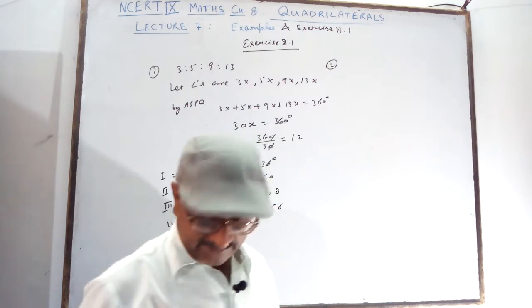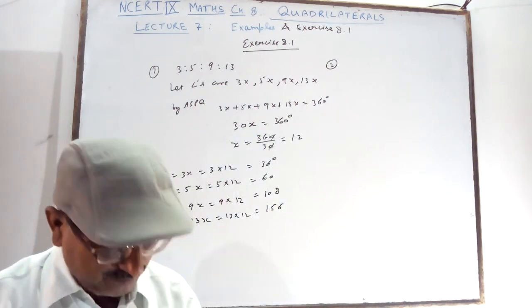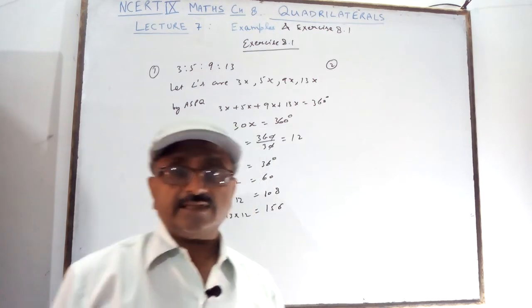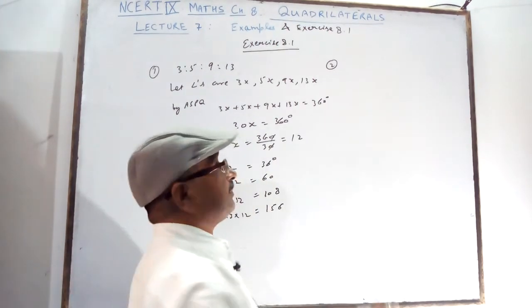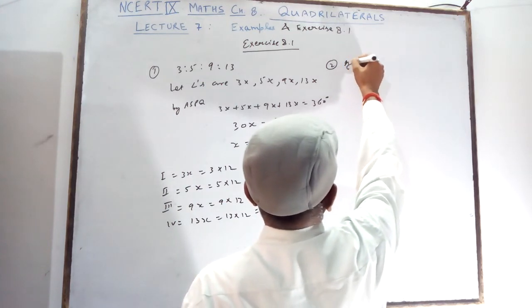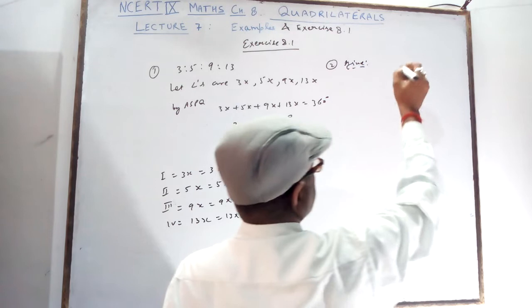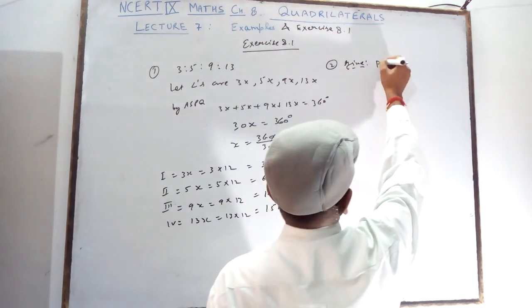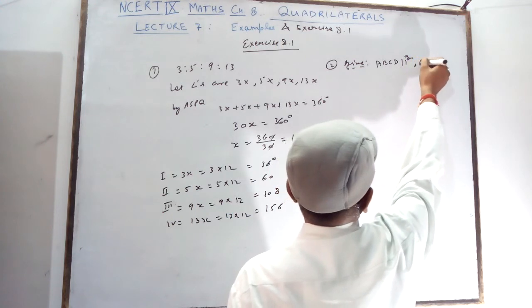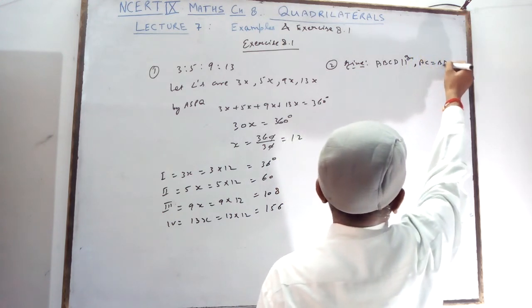Question number 2 is given. If the diagonals of a parallelogram are equal, then show that it is a rectangle. Given: diagonals of a parallelogram ABCD, AC is equal to BD.